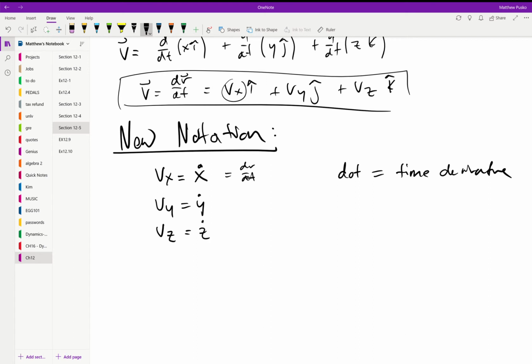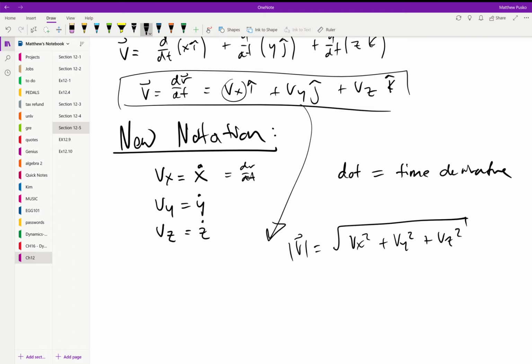We'll take that one step further in a second, and don't forget, we can always find the magnitude of any vector if we take the square root of the sum of its components squared. We get the velocity in the x direction squared plus the velocity in the y squared plus the velocity in the z squared, and the unit vector the same way.